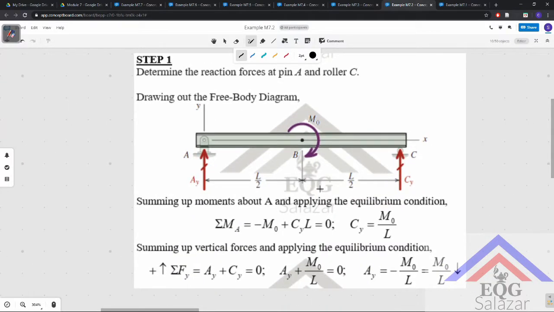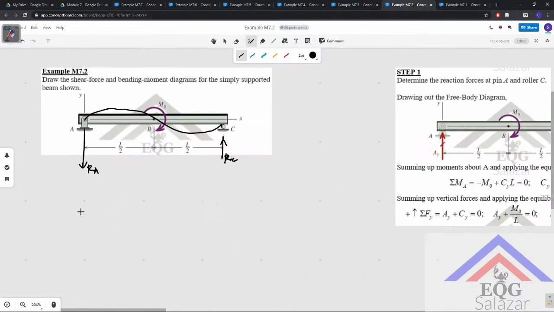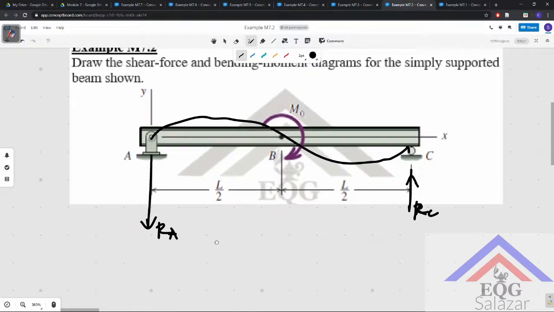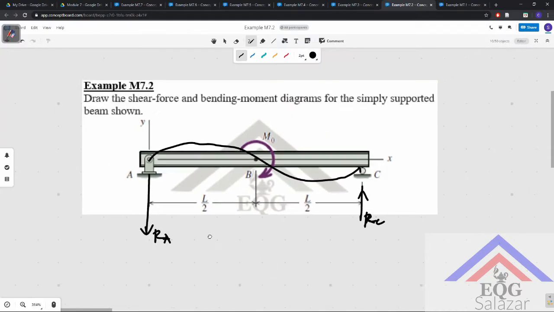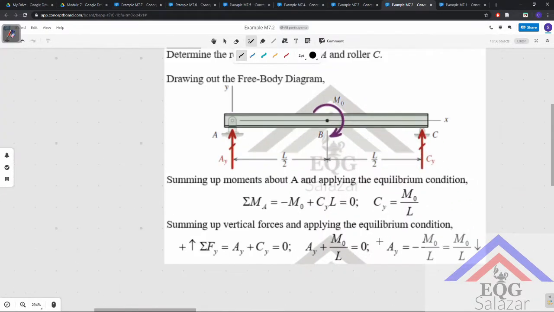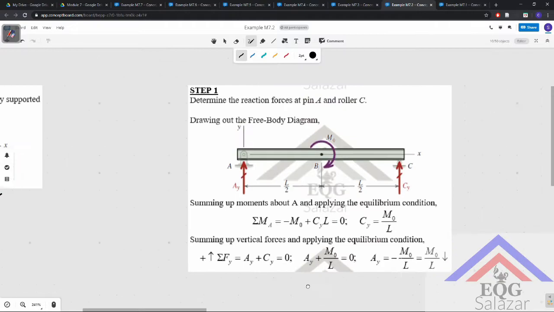So here we sum up moments about A and apply the equilibrium condition. Therefore, Cy is equal to M naught over L. And summing up vertical forces, we see that Ay is M naught over L going downwards. So that is validating our assumption that RA is going down. So there we have Cy and Ay.